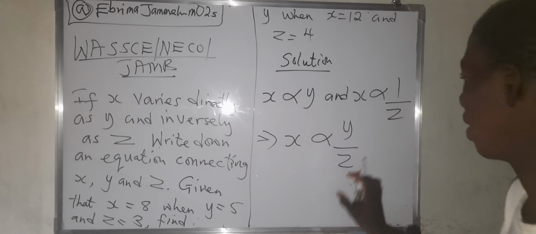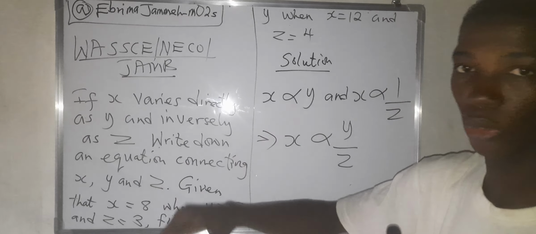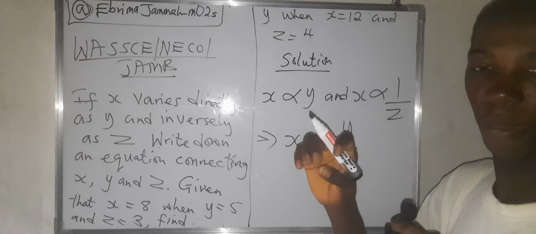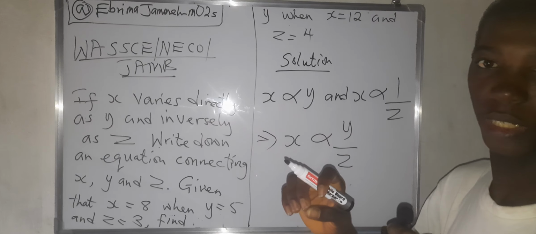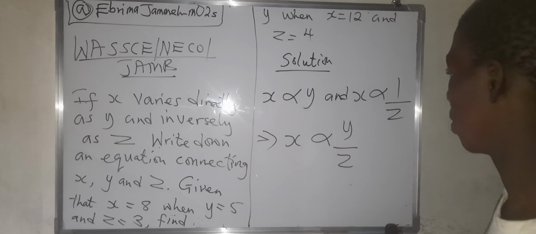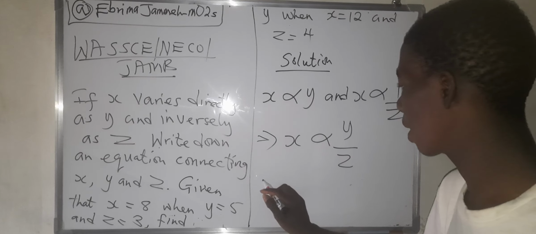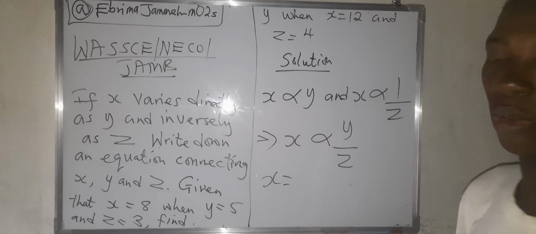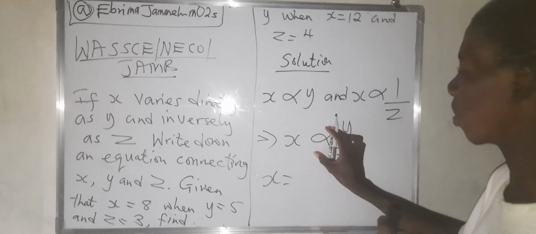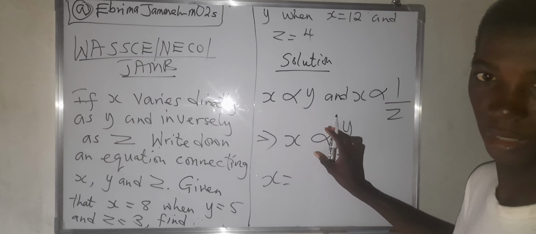Now let's remove our proportionality sign, because they said to write down an equation connecting x, y, and z. So we need to introduce an equal to sign. So we say x is equal to. Now to introduce the equality sign, we need to represent this proportionality with a constant.